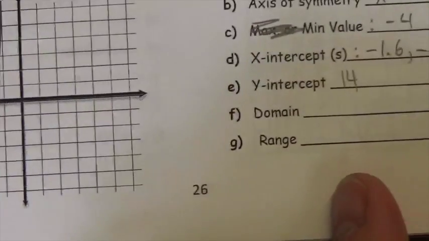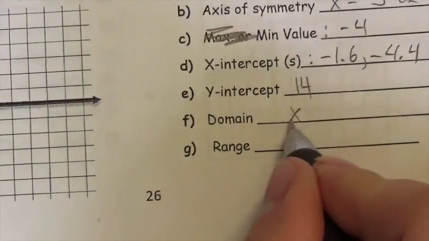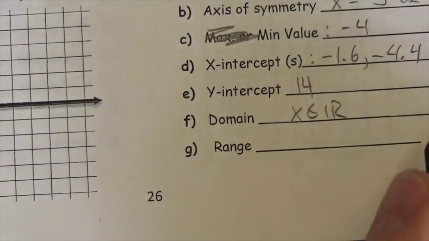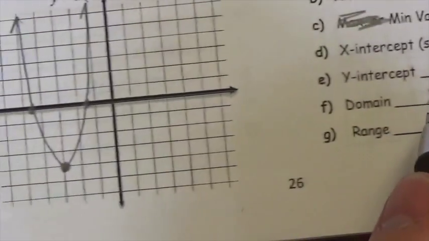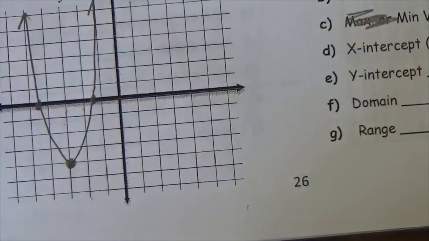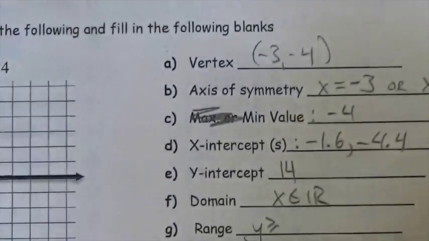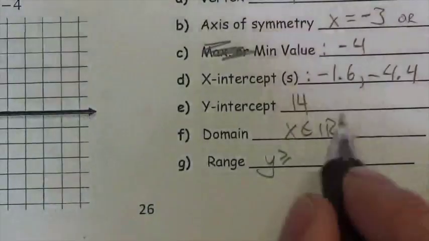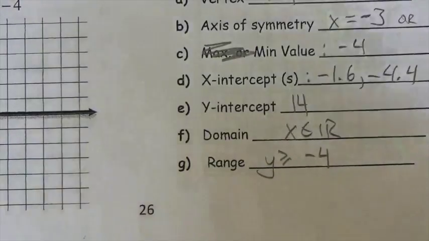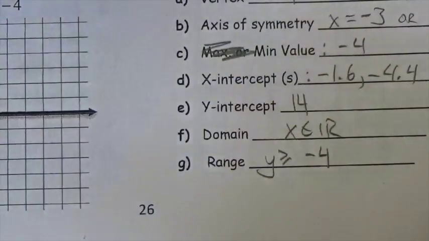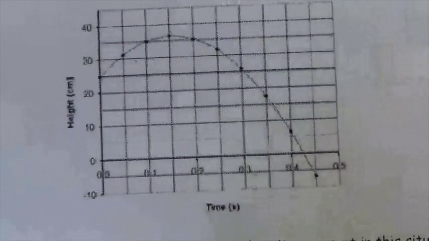Okay, now these last two can be filled in quite easily. X as an element of the reals is going to be your domain. And then the parabola opens up, meaning we've got a minimum here, so the range is going to be y is greater than or equal to, and the minimum value here was negative 4, so greater than or equal to negative 4. And that's what you wanted to yank out of that.